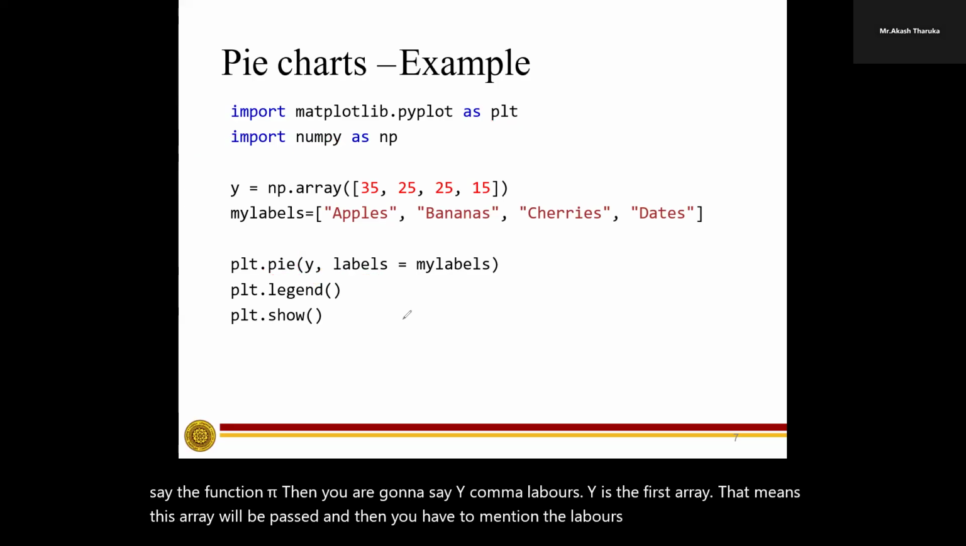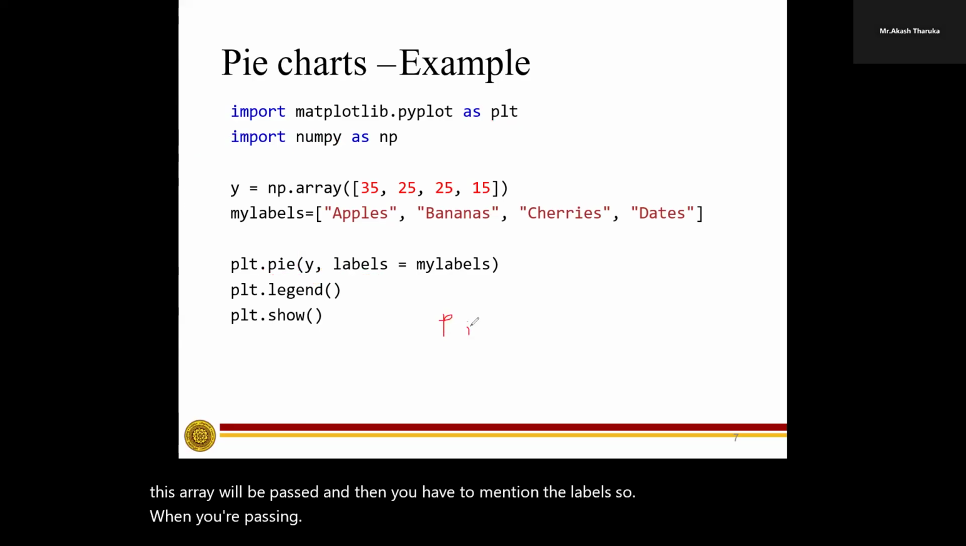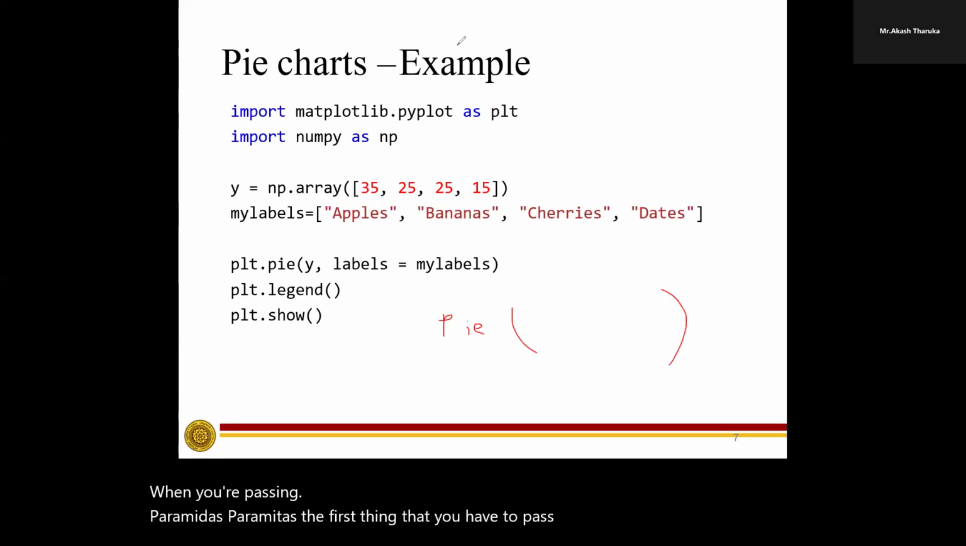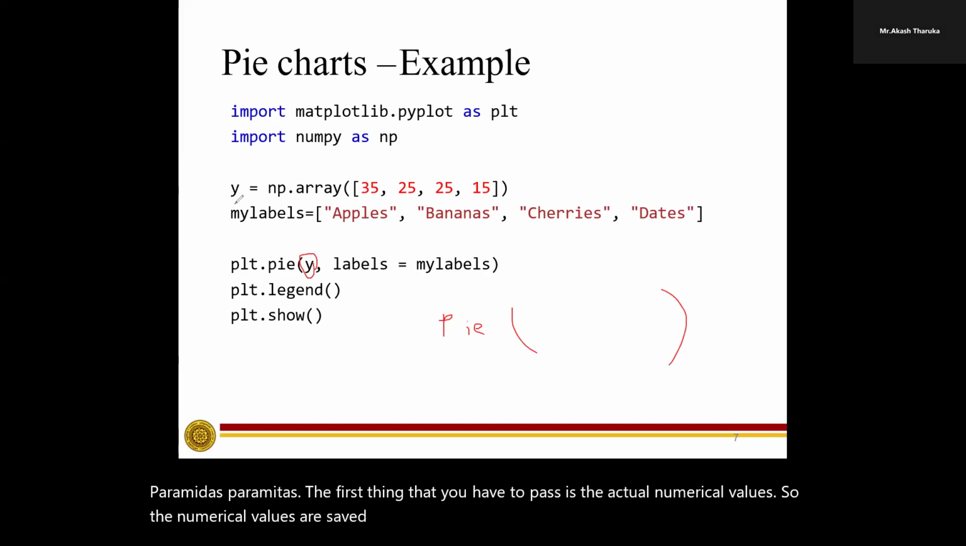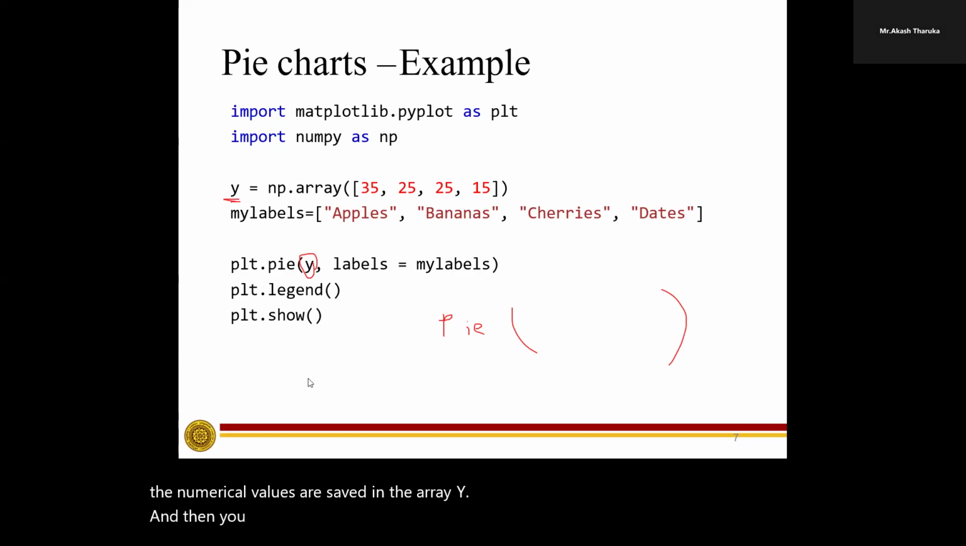So when you are passing parameters, the first thing that you have to pass is the actual numerical values. So the numerical values are saved in the array Y. And then you have to pass the specific labels. That means this.